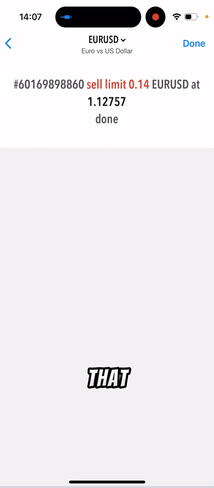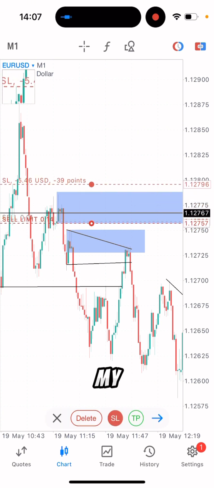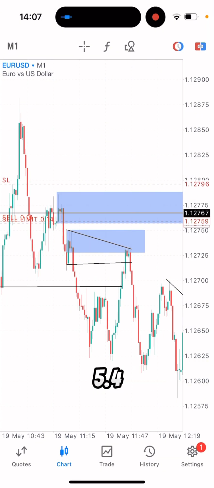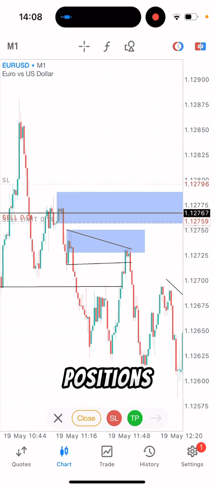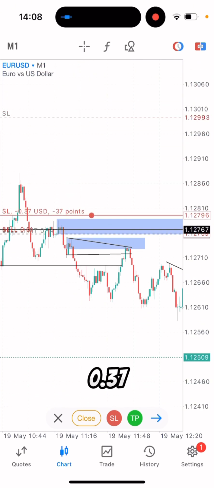Let's just put 0.14. Now what happened? I'm going to put my stop loss here, and then you're going to see. My stop loss is just $5.4, and that's cool with me. Understand? $5.4. Now don't forget that you have other positions here. So now I'm going to reduce this very stop loss to this very point.